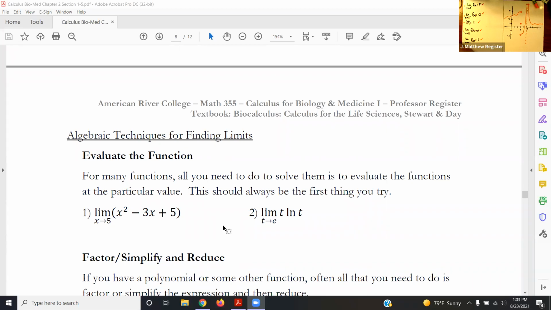And so these are some algebraic, and I think I might have thrown some analytic techniques for finding limits in here. So the first option, evaluate the function. For many functions, all you have to do is just plug the number in. And so if you have something which you know is a nice function, just plug the number in. For this one, we could just plug 5 in. For this one, there's no asymptote near E, so we could just plug E in and get a value out of it. That's always nice.